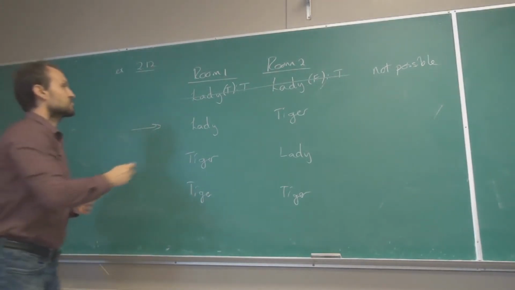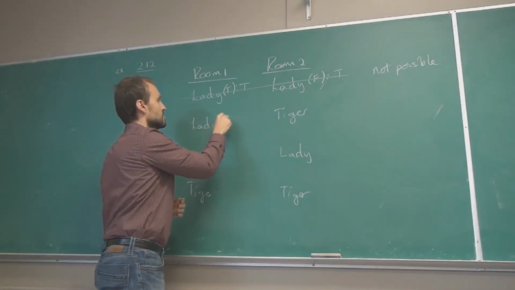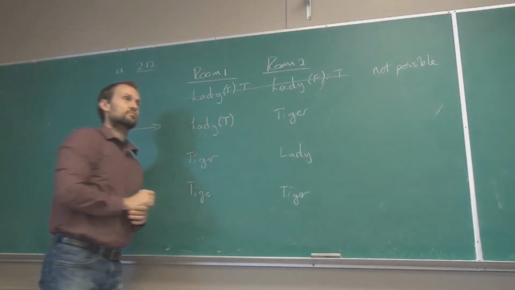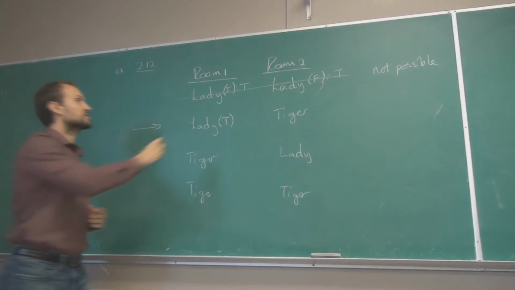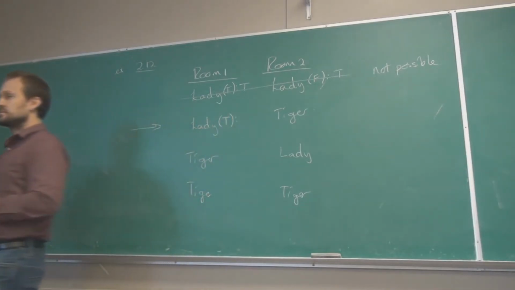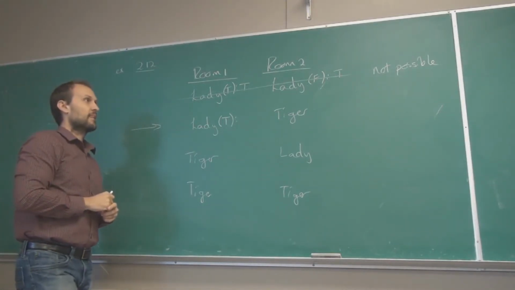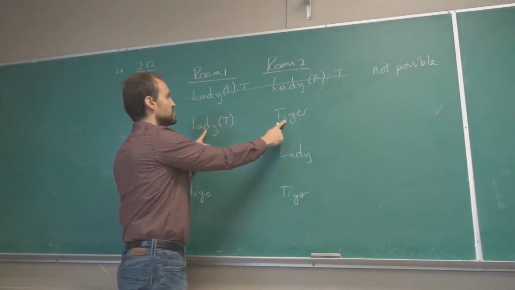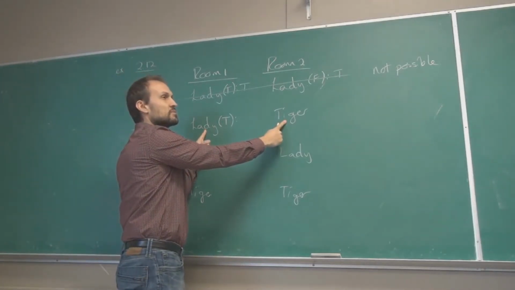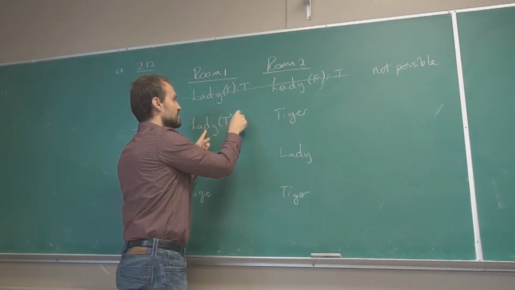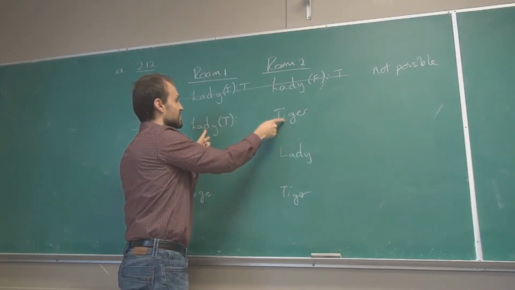If there's a lady in room 1, the sign should be true. Now let's see what it actually is. Both rooms contain ladies. True or false? This is what I'm considering in the rooms. Both rooms contain ladies. True or false? False. That's not a lady. It could be a lady tiger, but it's not a lady.